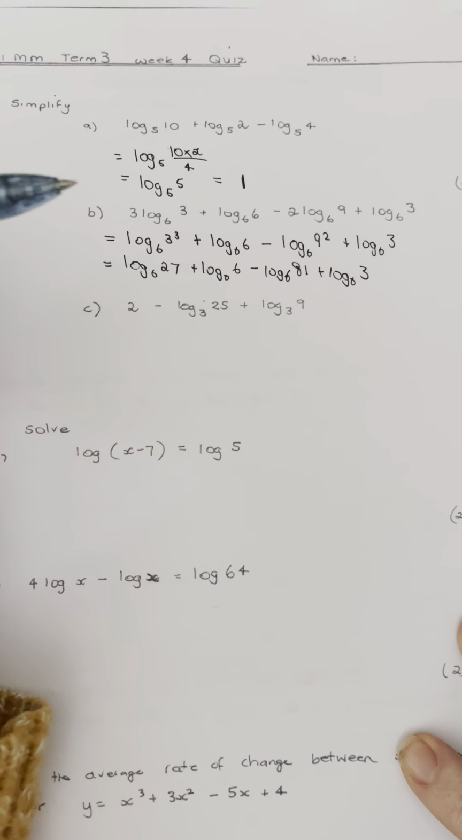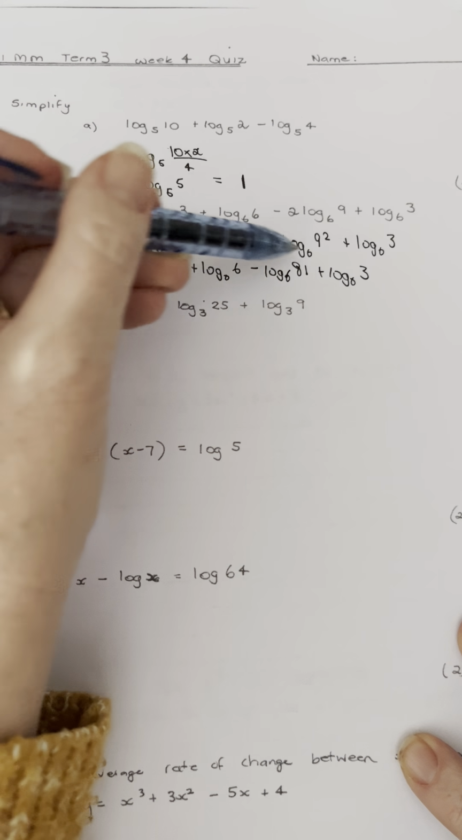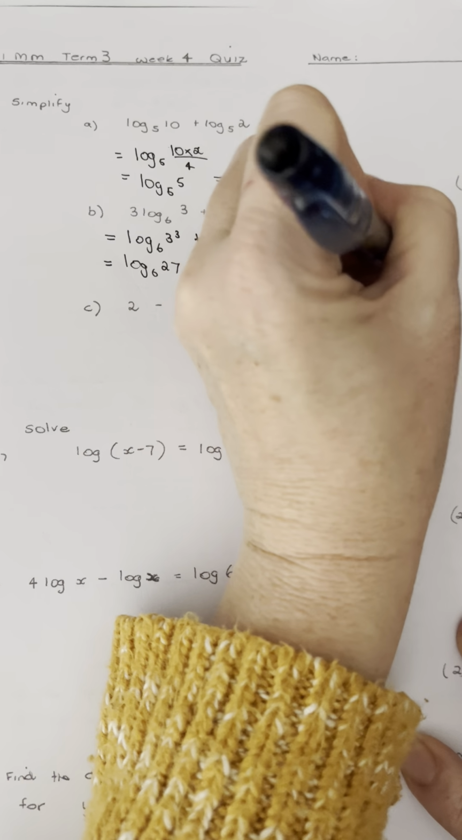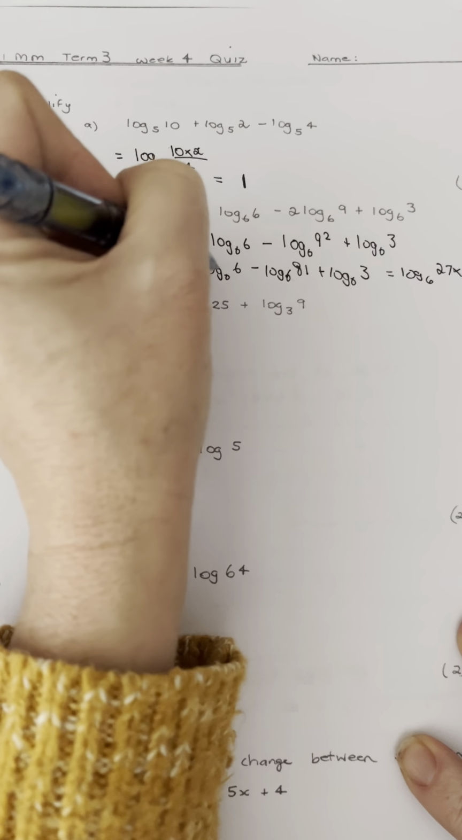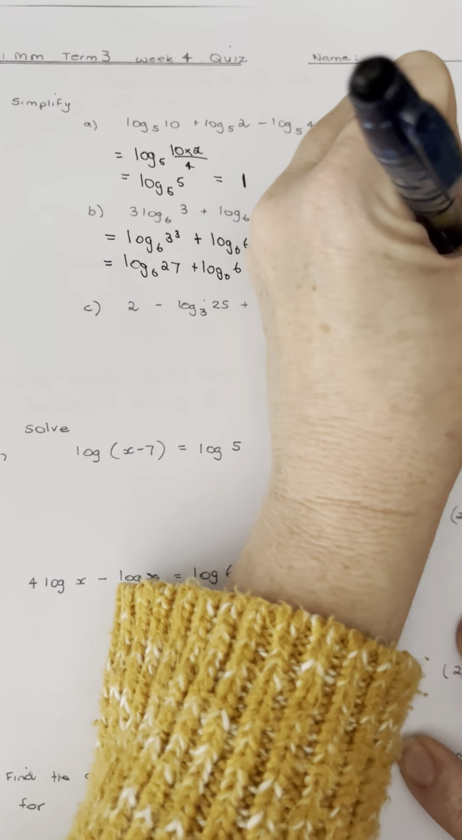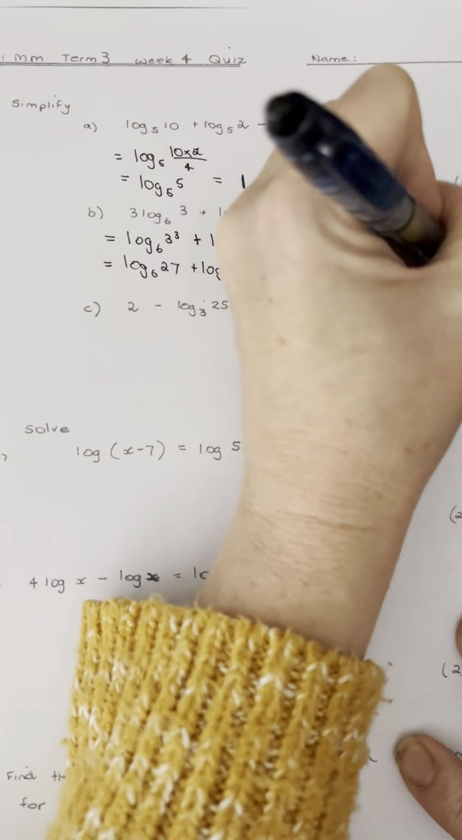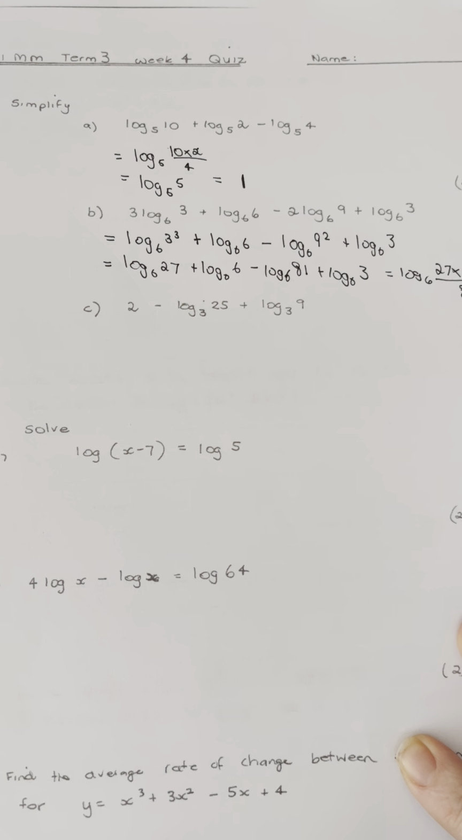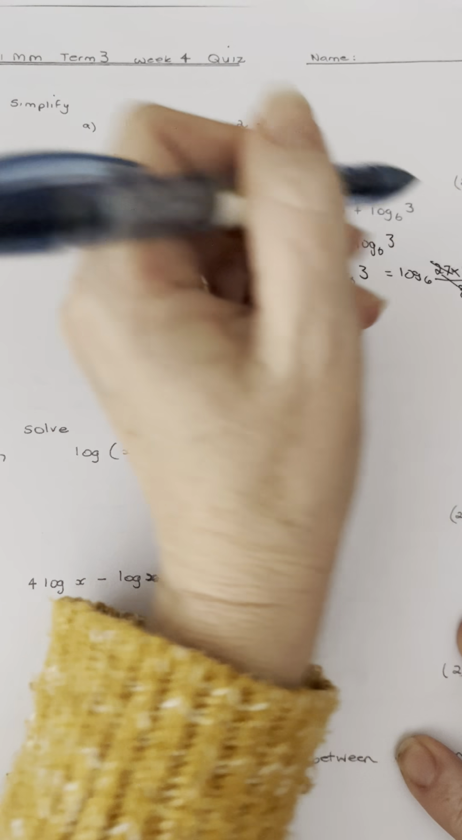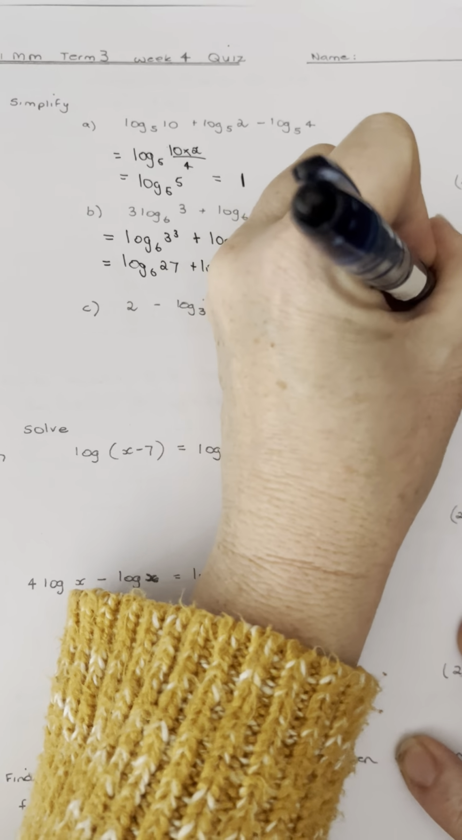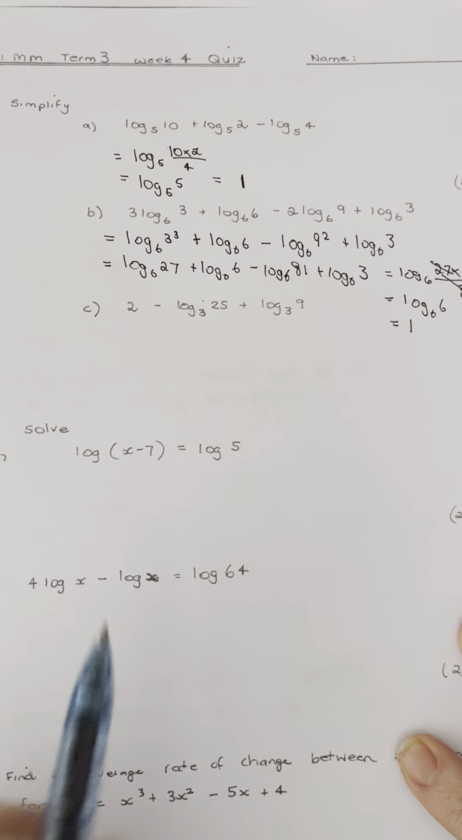So the plus I'm going to multiply, and the minus I will do the division. So we end up with log 6, and we have 27 times 6 times 3, and that's over 81. Now I know that 27 times 3 is going to give me 81, so I can cancel them out, and that gives me log 6, 6, which is equal to 1.